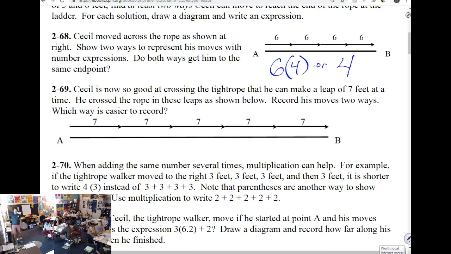So, he just said, I moved 6 4 times. Or we could say 4 times the move of 6. Or you could say 6 plus 6 plus 6 plus 6. And nobody wants to do that.